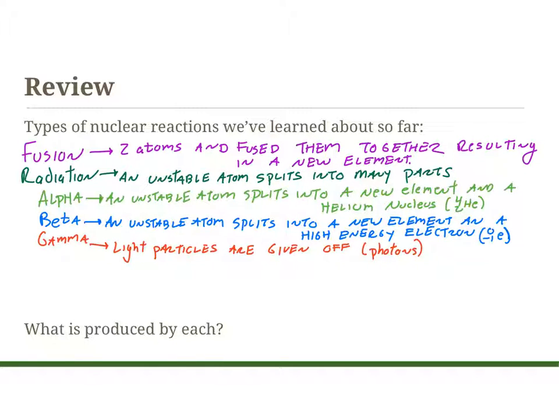So in this case, we've talked about fusion. We've talked about fusion in the fact that it's two atoms being fused together and they result in a new element. We talked about radiation, which is an unstable atom splitting apart into many parts. There's another definition in your notes for radiation where it's energy being transferred from one location to another.